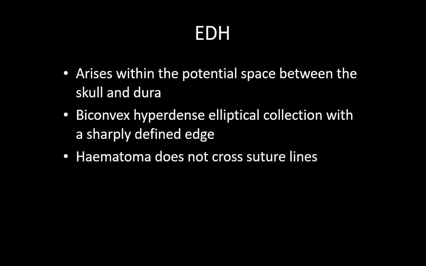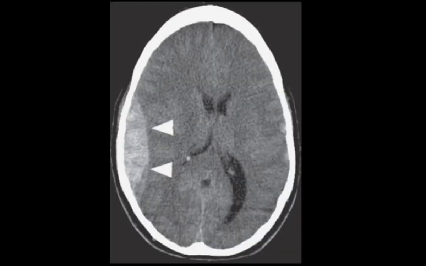Now, EDH arises between the dura and the skull, and it is biconvex. While the SDH was concavo-convex, the EDH is a biconvex, hyperdense, elliptical collection, and it does not cross the suture line. So this is how a lenticular shaped, biconvex shaped acute EDH looks like.